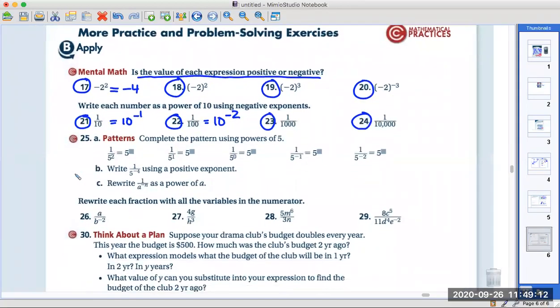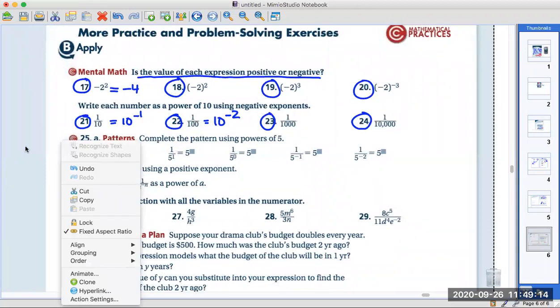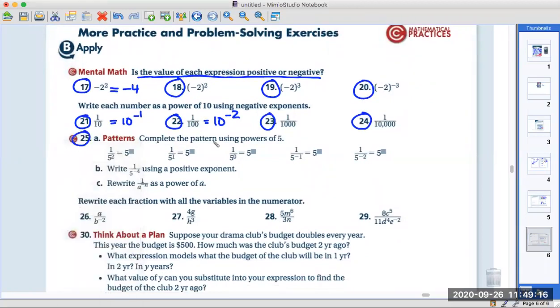Number 25. Complete the pattern using powers of 5. 1 over 5 to the power of 2 is the same as 5 to the power of -2. 1 over 5 to the power of 1 is the same as 5 to the power of -1. I'm going to have you guys finish those and do B and C.